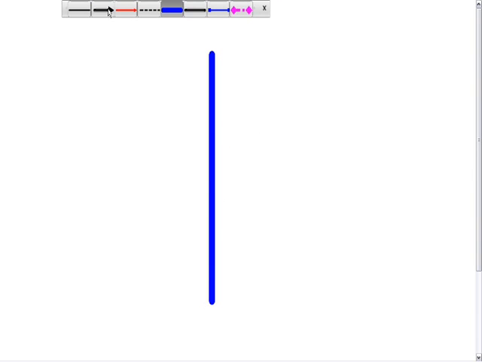Okay folks, welcome to another episode of Double Award Physics. In this episode we're going to look at the reflection of light. We're going to look at the law of reflection, and we're going to look at how to form an image in a plane mirror.